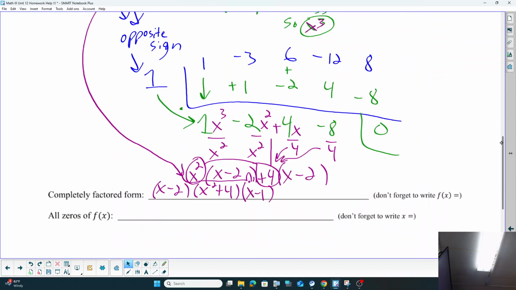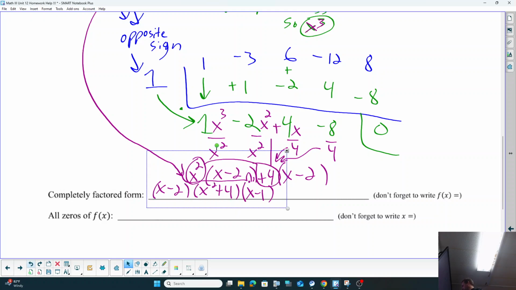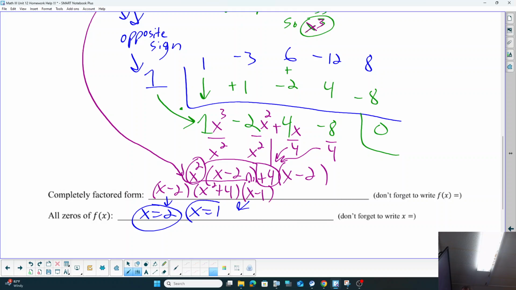Okay, so then you got to write all the zeros. So this is going to be x equals positive 2. This is going to be x equals positive 1.